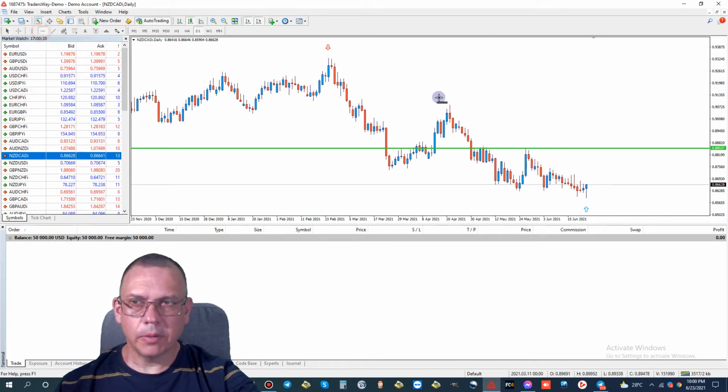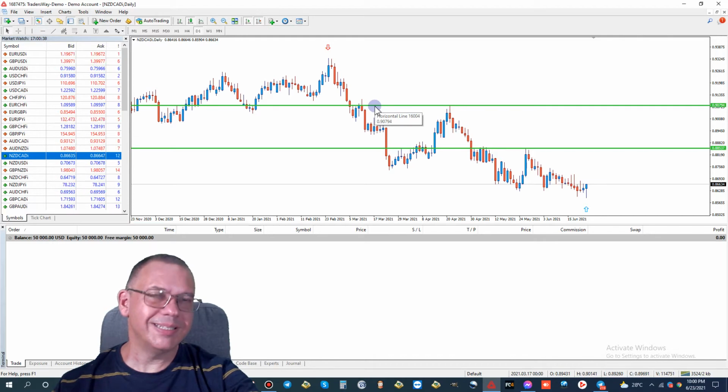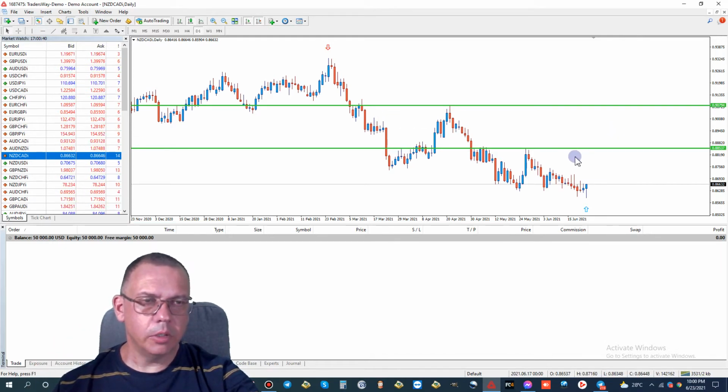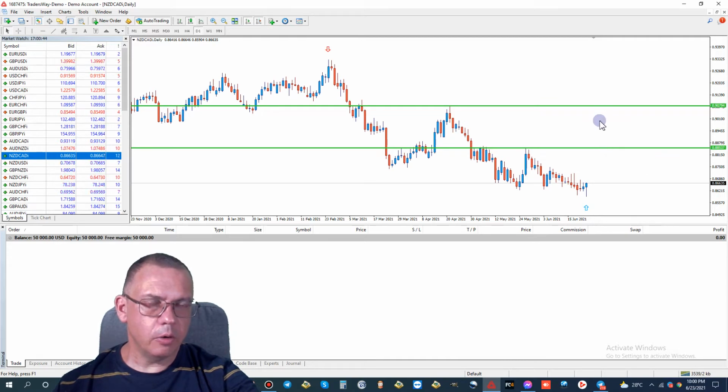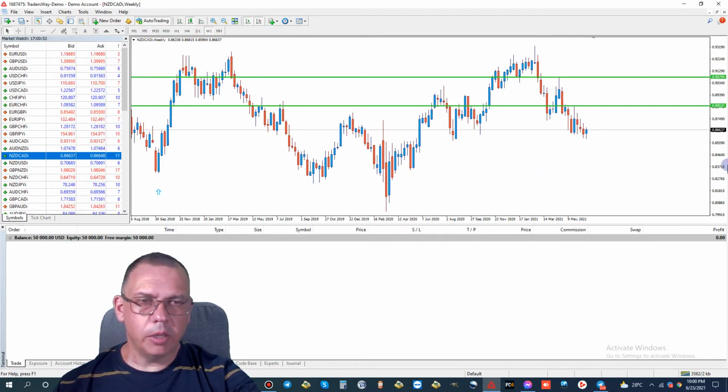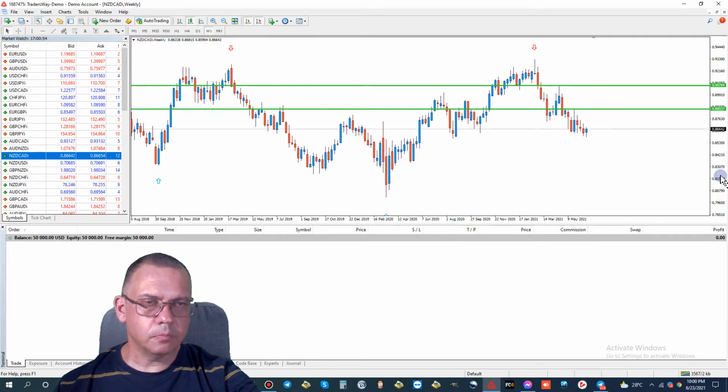Let me mark that one as well, just so you can see what's going on. But it could go here or there, I don't know, even somewhere in between, but it's not going to go all the way up to this red arrow again. If I go back to the weekly chart, and we look at this, okay.